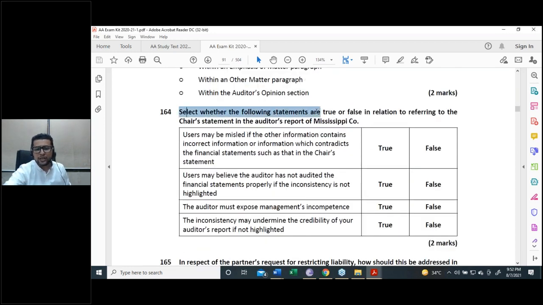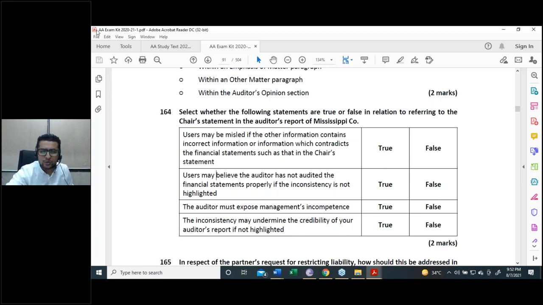Select whether the following statements are true or false in relation to referring to the chairman's statement in the auditor's report. Users may be misled if other information contains incorrect information or information which contradicts the financial statement, such as the chairman's statement. Is this statement true?